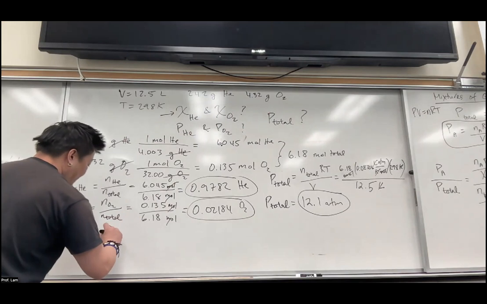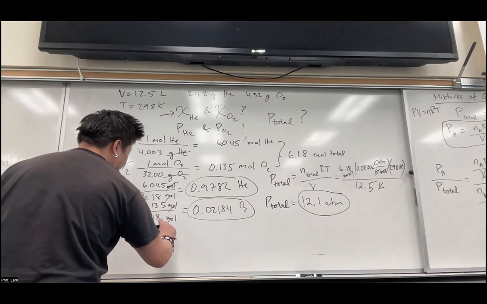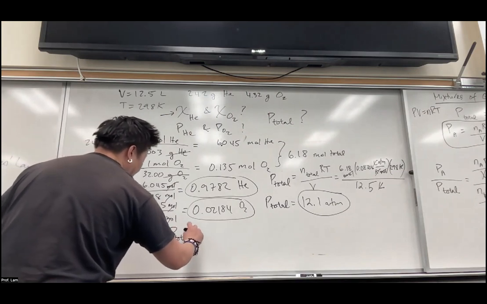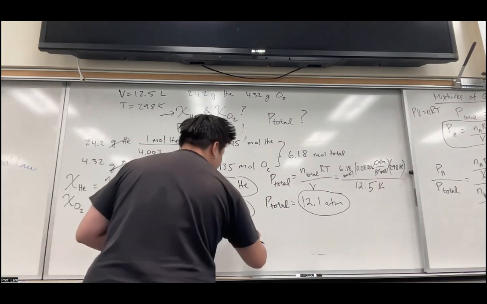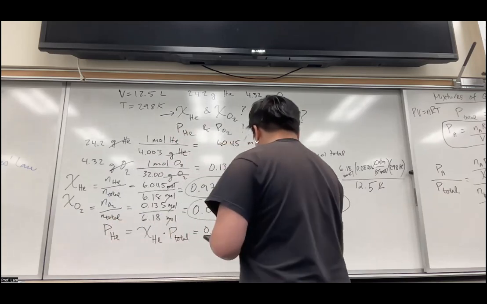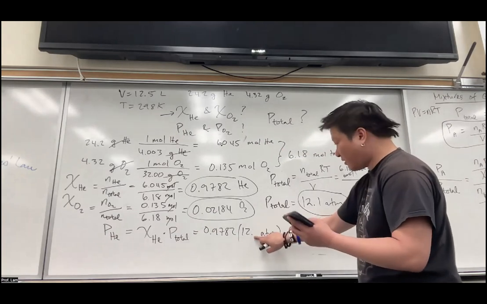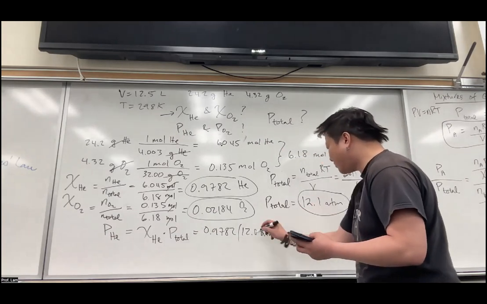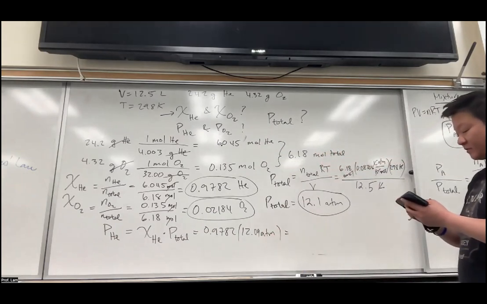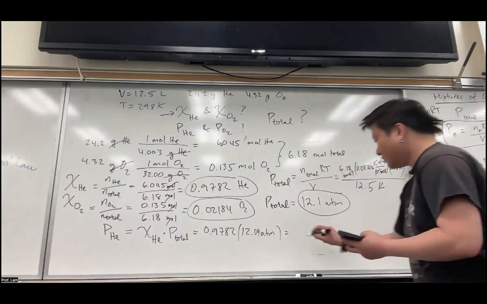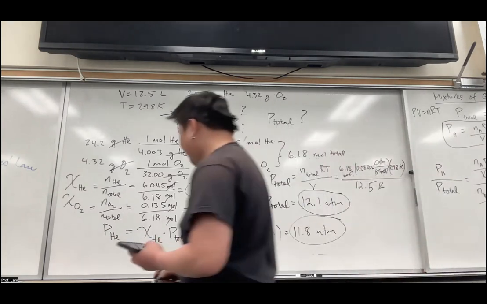So I'm going to use P of helium is equal to chi of helium times P total. So chi of helium was 0.9782. Total is 12.1. I'm actually going to try and use more sig figs. So I look back on my calculator because I don't want rounding errors here, right? I get 11.8, right? For partial pressure of helium.